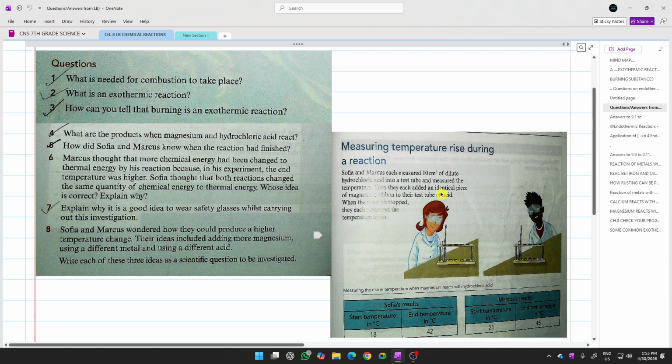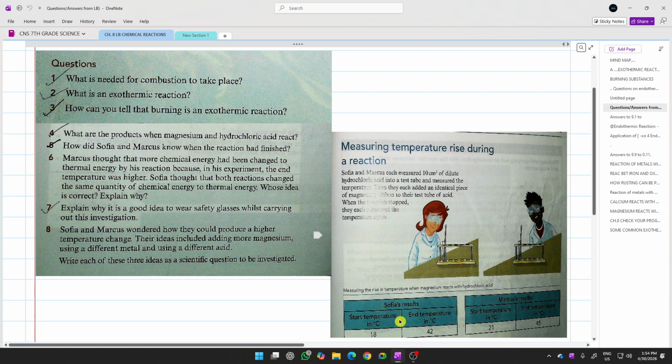And then what they did, they added the same amount, how much is not mentioned, but the same amount of magnesium metal was added by both of them to this hydrochloric acid in the test tube. Okay, so the amount of magnesium is also the same, and the quantity of dilute hydrochloric acid taken by both is also the same. Then the reaction took place in the test tube in both the cases, and after the reaction they measured the temperature, and before the reaction also they measured the temperature. So initial and final temperature was measured by both of them, and in the table it is shown here.